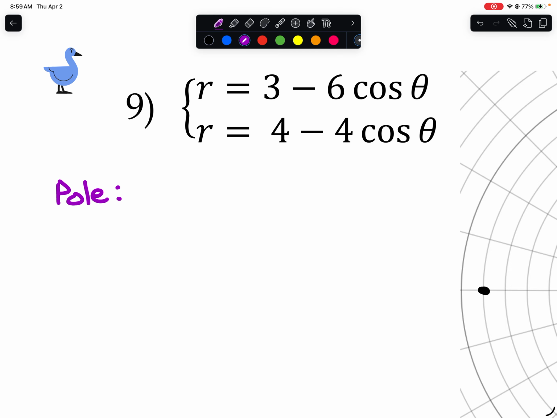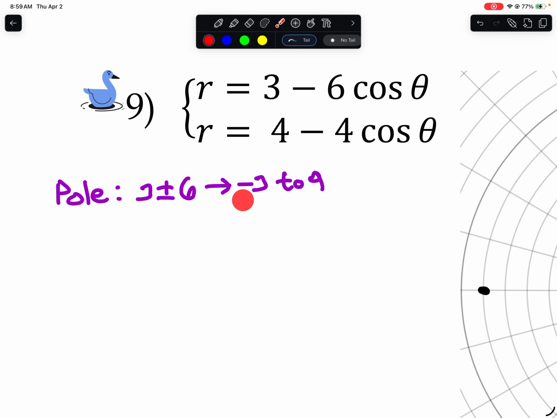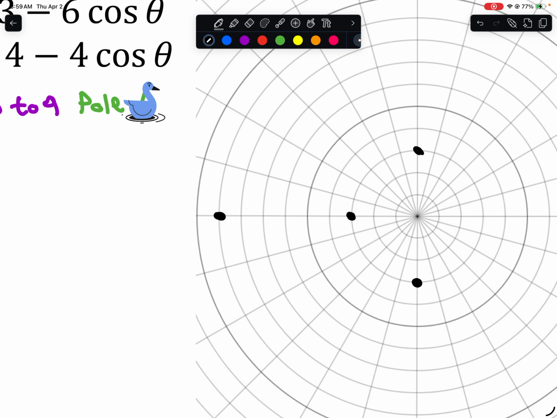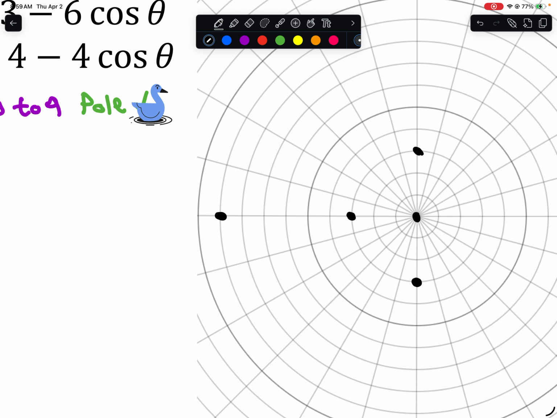So I'm going to do my d value, which is 3, plus or minus my amplitude. So that's going to do 3 minus 6, which is going to be negative 3. And that's going to go until we get to 3 plus 6, which is positive 9. So the values from negative 3 to positive 9, 0 is included in that interval, which means the pole is a point. So that means I can go ahead and just put a point at the pole.